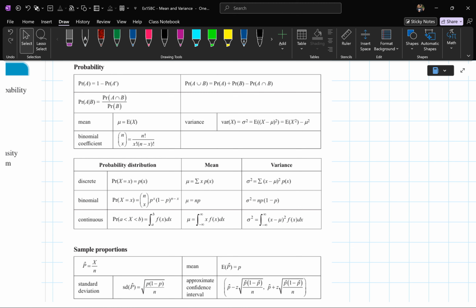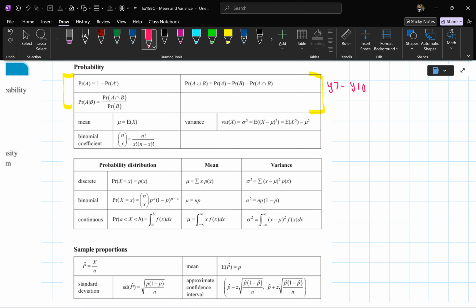Let's break it apart to see what you need to know. First bit, probability of A equals 1 minus the probability of A complement. All of this here is your year 7 to year 10 probability. So addition rule, conditional probability, and then you've got the complements.